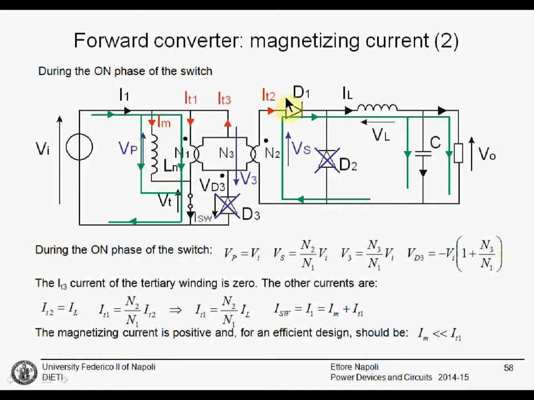And this is why in this forward converter we say that we actually need a real transformer. We need a transformer able to transfer energy from one side to the other side without storing too much energy into the transformer. This means that we want an almost ideal transformer with very large magnetizing inductance and very small magnetizing current. We can then assume that Im is much smaller than IT1. Which is the value of Im, we can calculate it later.